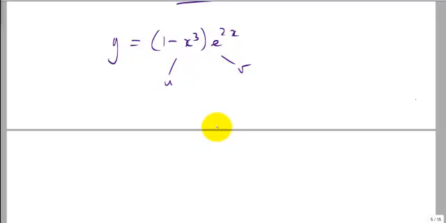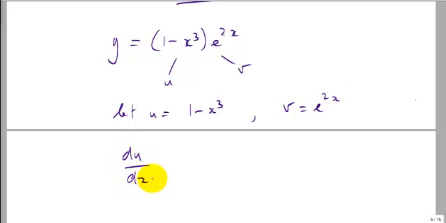Right, so if we move on to another example, here we have a function y is equal to 1 minus x cubed, e to 2x. So now again you have u, let that be a u, let that be a v. So you let u equal 1 minus x cubed, and you let v equal e to 2x. So now du by dx is equal to minus 3x squared, and dv by dx is equal to, again, you should know this from last week, 2e to 2x.